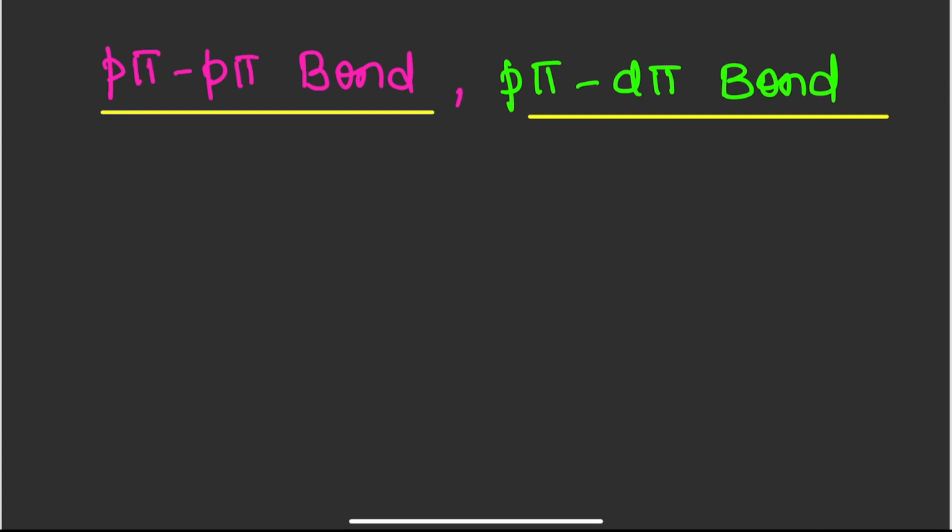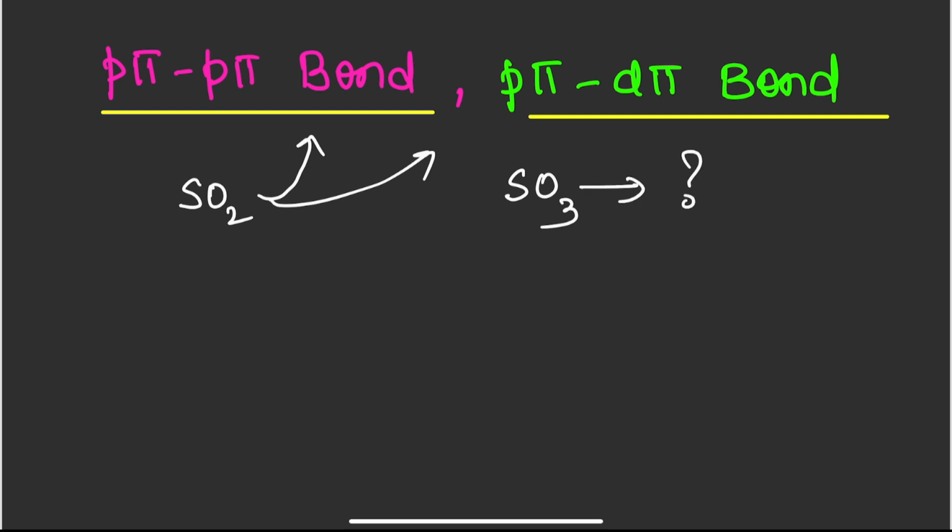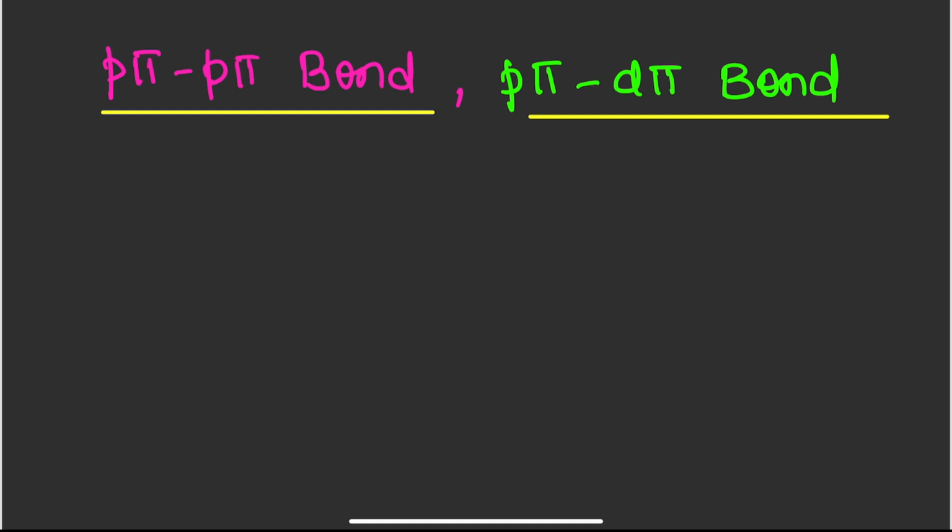Students, in this video we are going to study about p-pi bond and p-pi d-pi bond. How the question will appear in the NEET examination is, a molecule will be given to you. For example, the SO2 molecule will be given to you. In this it will be asked, find how many p-pi bonds are present or p-pi d-pi bonds are present. Like this example, one more molecule will be given, SO3. In this also it will be asked, find how many p-pi bonds and p-pi d-pi bonds are present. So in this video we are going to learn how to find this.